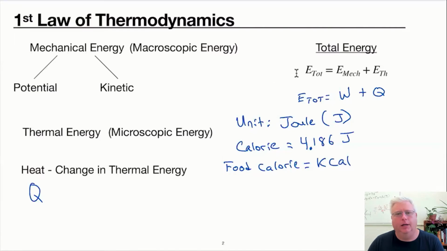And interestingly, the calorie was defined, we still define it as how much heat is needed to change the temperature of 1 gram of water by 1 degree Celsius. And so the kilocalorie would be 1 kilogram of water by 1 degree Celsius.